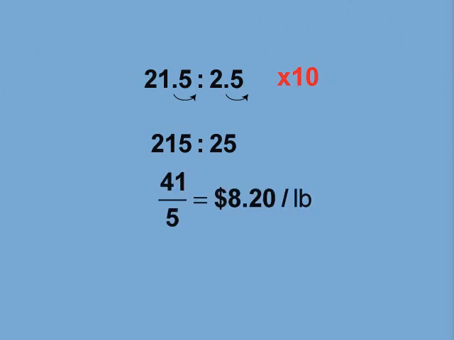We can simplify this ratio by multiplying both terms by 10. This moves the decimal point one place to the right. This leaves 215 to 25. Turn that into a fraction and simplify. 215 to 25 simplifies to 41 over 5. The result, the unit rate, is $8.20 per pound. Let's look at another example.